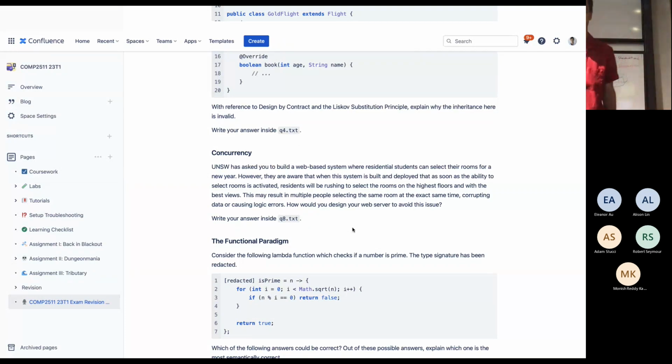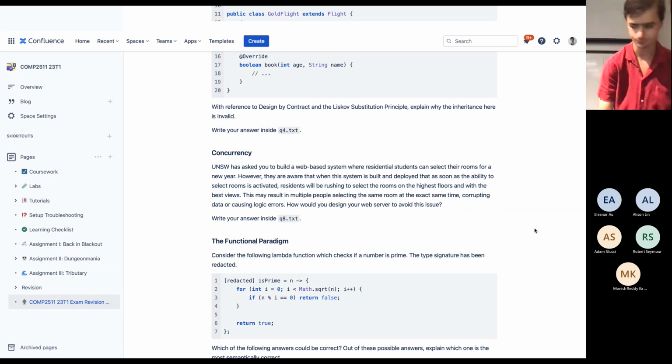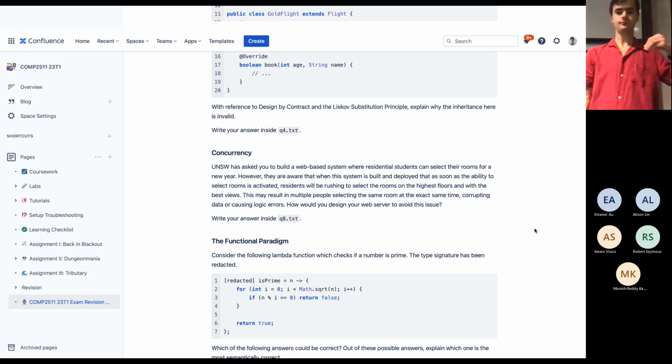UNSW has asked you to build a web-based system where residential students can select their rooms for a new year, but they know that when the system is built and deployed, as soon as the ability to select rooms is activated, everyone's going to DDoS the system and immediately select their rooms, and there's going to be a lot of traffic. And we don't want two people to accidentally select the same room at the same time, because then they'll think, oh, I've selected this room, but then they actually haven't, and there's all this annoying stuff to sort out.